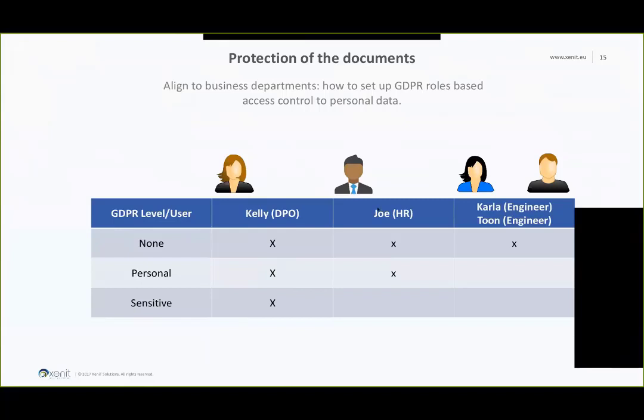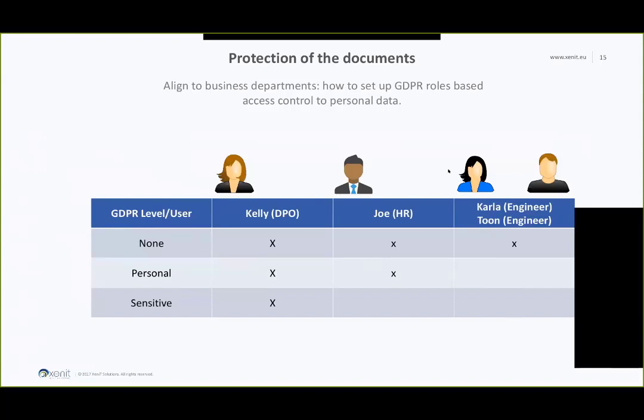Then we have Joe from HR, and because Joe is in HR, he can see documents containing personal information. Why? Because he needs to work with CVs, for example. And then the last two profiles are both engineers. Those are Carla and Tom, and they don't have to see any personal nor sensitive information, only documents that are not protected because they use technical documents.